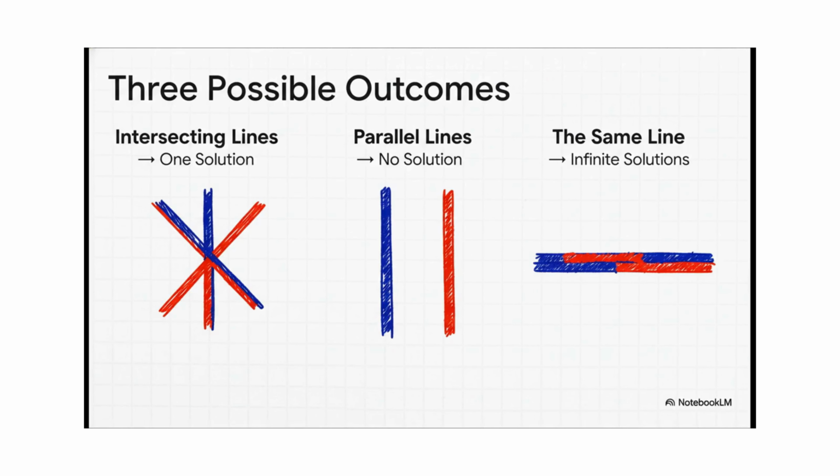Now, think about it. If you draw any 2 lines on a piece of paper, what can happen? Really, only 3 things. 1, they can cross at a single point, which gives us that one unique solution we're looking for. 2, they could be parallel, like railroad tracks, and never ever touch. That means there's no solution. Or 3, they could turn out to be the exact same line, just one on top of the other, which means there are infinite solutions.